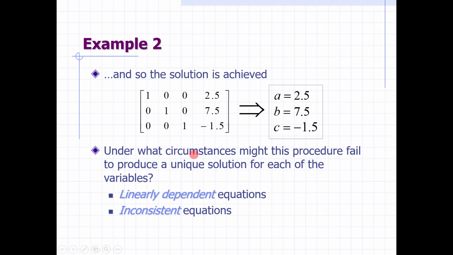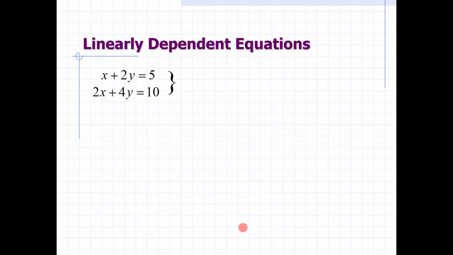Sometimes when you're solving these things, though, you don't get an answer, or you get infinitely many answers. So we're going to have to talk about those now. Those situations are when your equations are called linearly dependent or inconsistent. So we'll have a couple new terms to define there: the cases where you have no solution and infinitely many solutions.